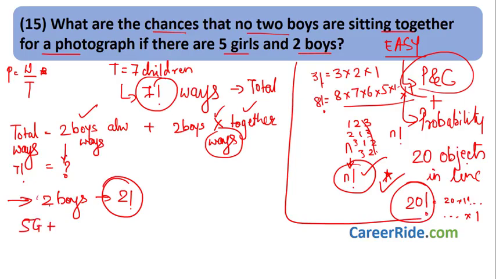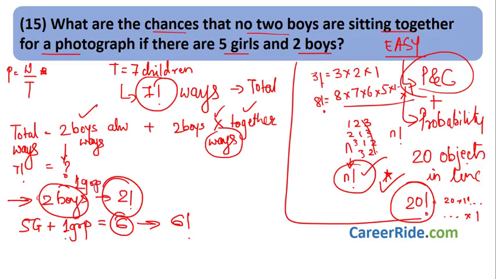Now, we have 5 girls. Let us consider these 2 boys as a single group. So, wherever this group moves, these 2 boys will always be together. So, we have 5 girls and 1 group. How many people do we have in total? 6. You can arrange these 6 people in 6 factorial ways. This group can come over here or in between the 5 girls, anywhere, and these 2 boys will always be together. That is the reason we considered it as one group.